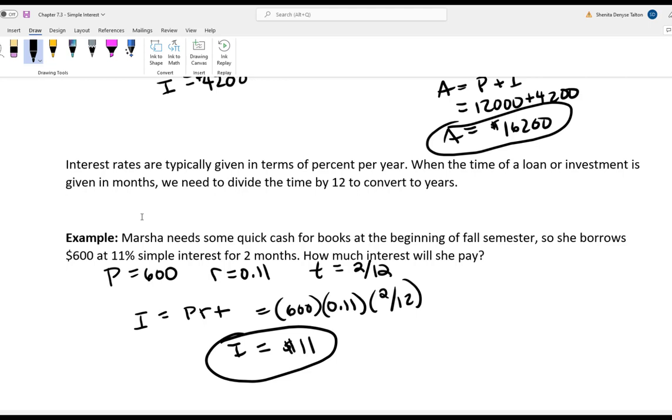If using that fraction confuses you, what you can do is you can just go ahead and divide this out. 2 divided by 12 should give you 0.16. It might be 0.1666, but you can just round it to 0.167. Or another way you can do it is take 600 times 0.11 times 2, hit enter, and then divide by 12, and then you should get 11.